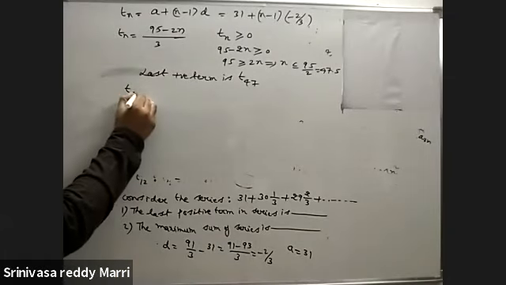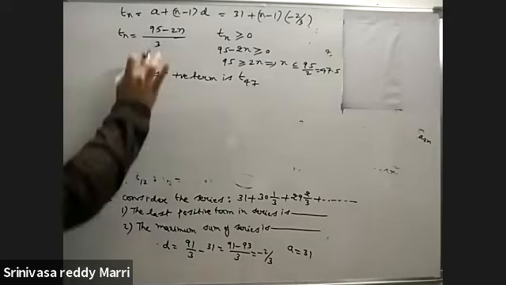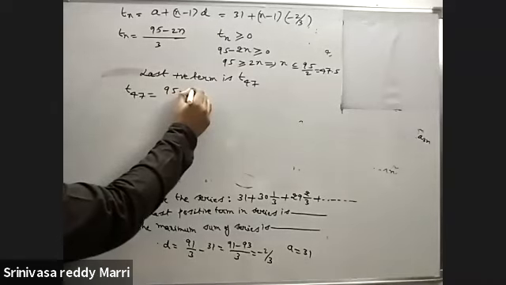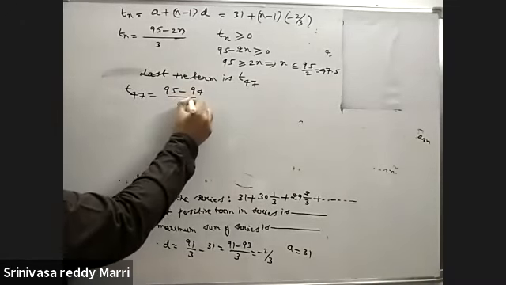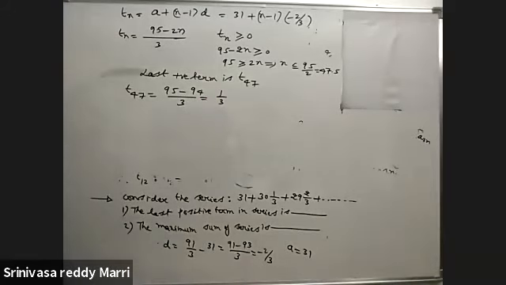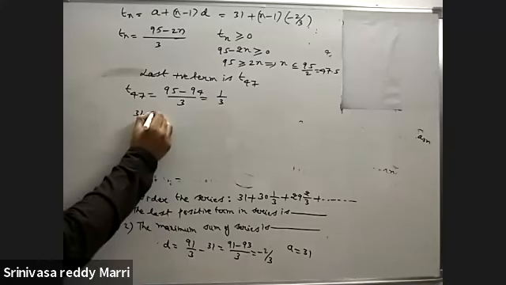What is T47? If you substitute here, (95 minus 94) divided by 3. That means 1 by 3. That means the series will be like this. Look at this.